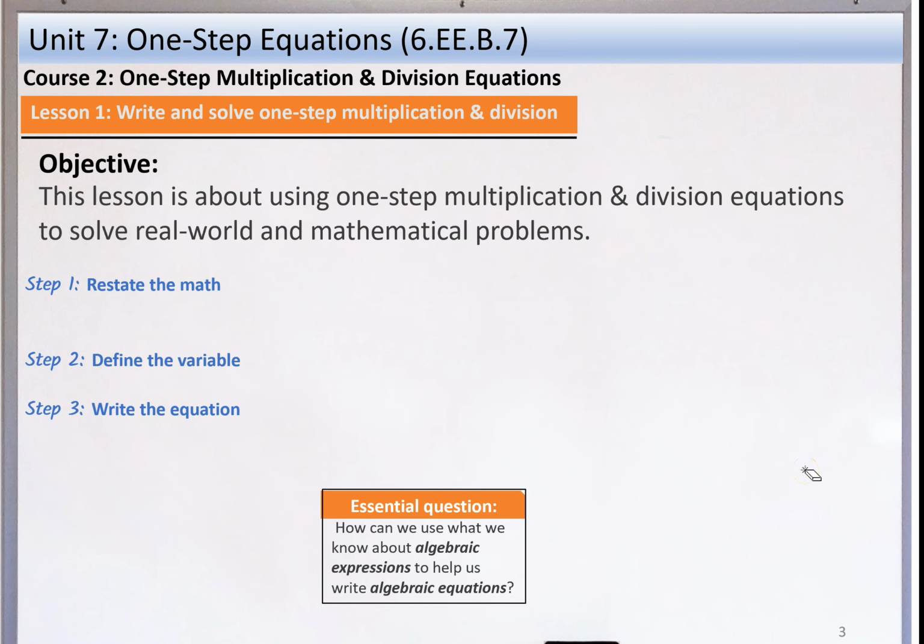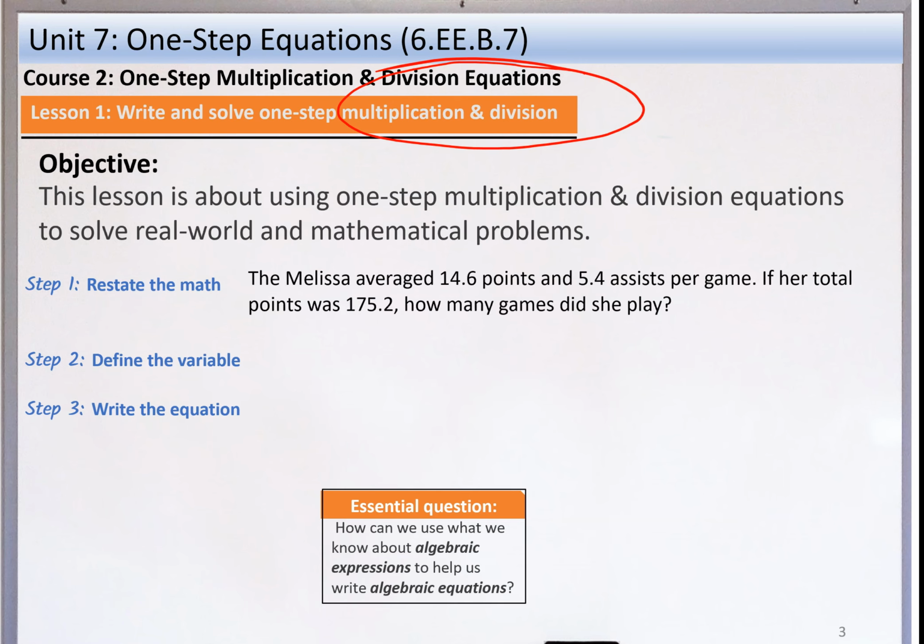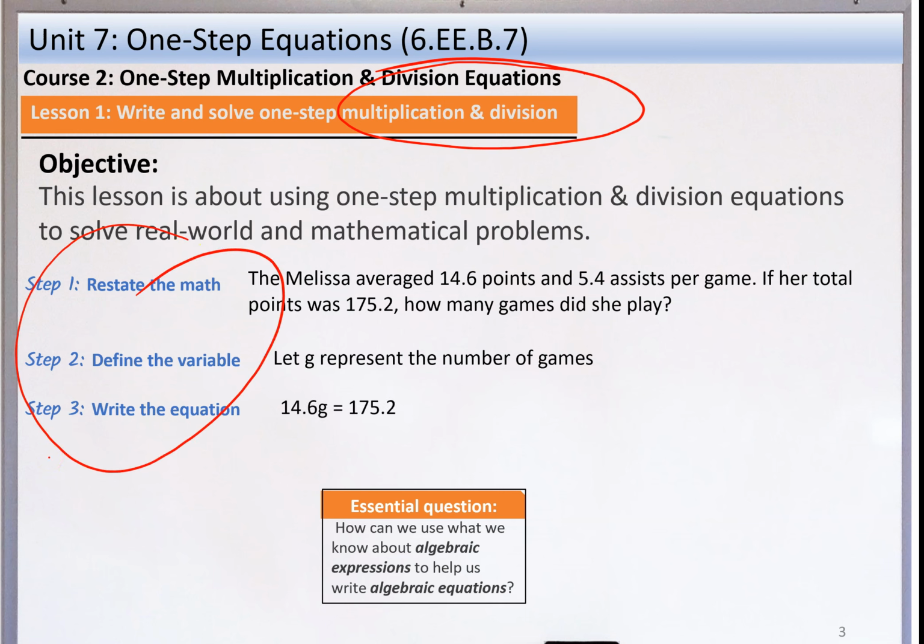This is Mr. Everett, and we're just about done with equations in sixth grade. Here we're going to write and solve one-step multiplication and division equations. We did addition and subtraction in the first course, and this time we're going to do multiplication and division. Just a little bit different, still inverse operations, and we're still going to use the same method to come up with our equations. Let's get started.